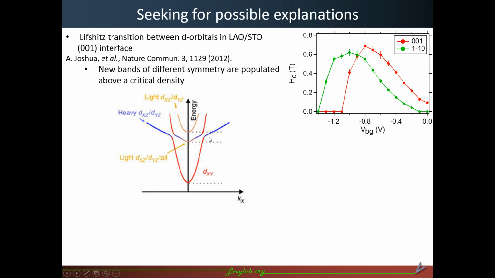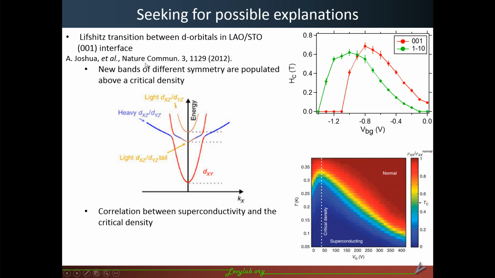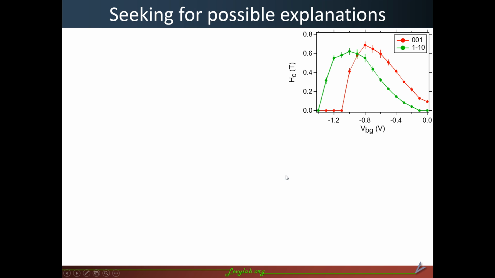So the transport shifts from a one-band model to a two-band model. And this transition is related to the superconductivity, as reported in the Nature Communications paper. The maximum critical temperature sits at the critical density value, which is similar in our case.